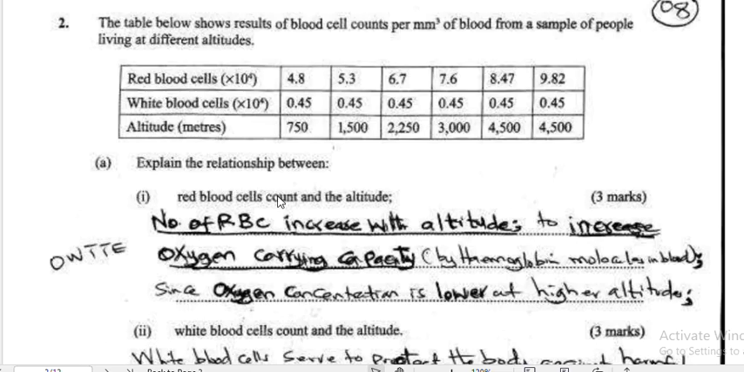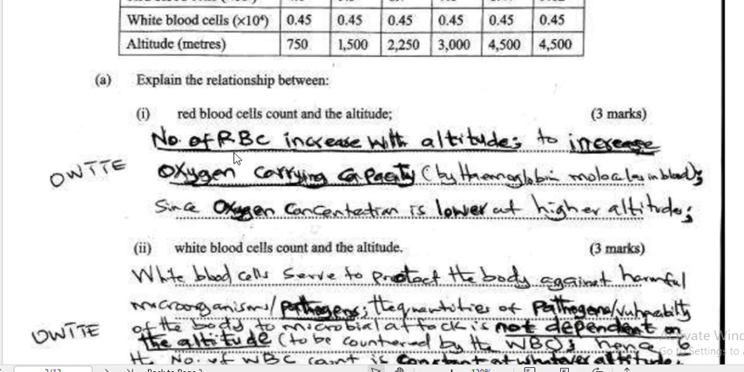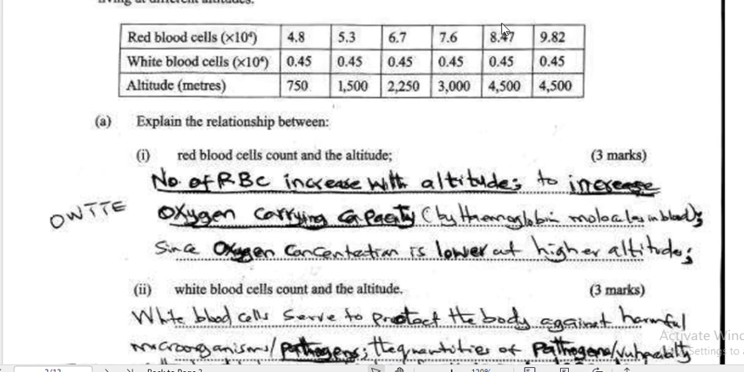Explain the relationship between red blood cells count and altitude. The number of red blood cells, as you can see here, is increasing with the increase in altitude, and this is to increase oxygen carrying capacity, since oxygen concentration is lower at higher altitudes.